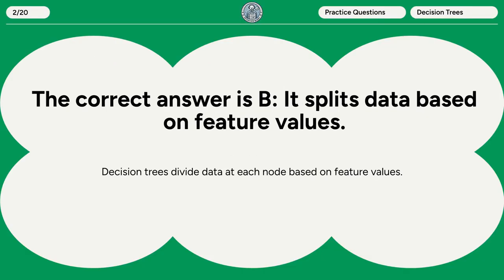The correct answer is B. It splits data based on feature values. Decision trees divide data at each node based on feature values.